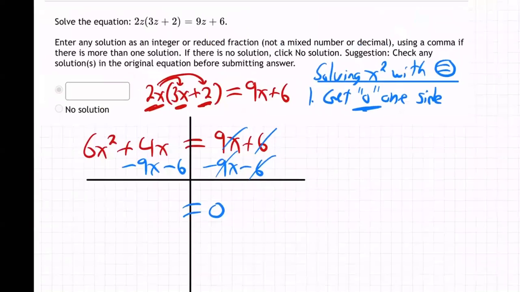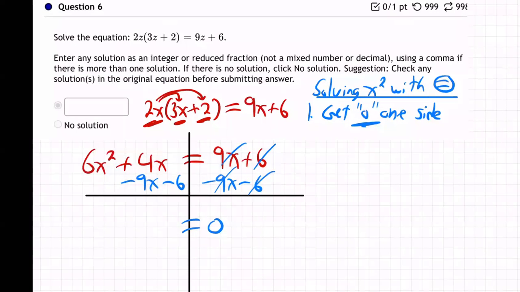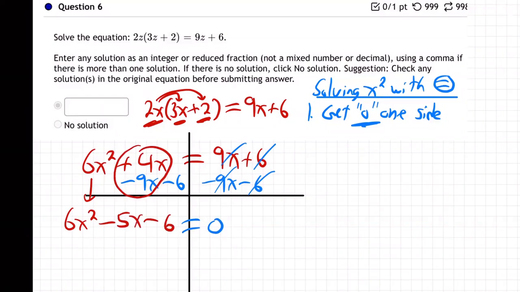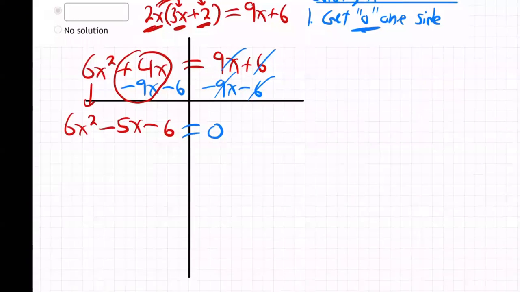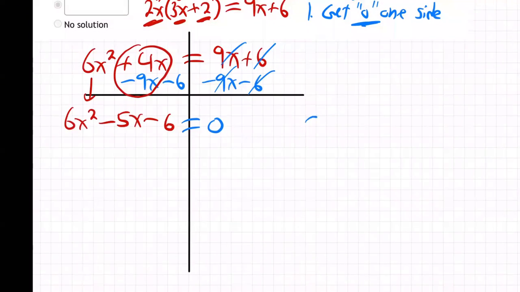What happens on the other side? Just bring down the 6x squared. And then 4x minus 9x is minus 5x, minus 6. Like that. That good? So step 1, get a 0. All right, and then step 2, now what?